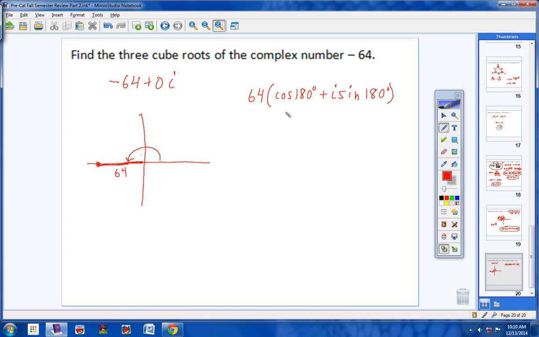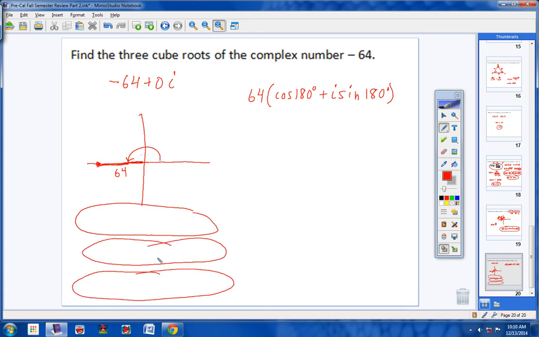Now, I want to find the 3 cubed roots. So that means I'm going to have how many answers? 3 answers. Okay? So I'm going to have 1 answer here, 1 answer here, and 1 answer here. 3 answers, okay? Now, here's how you find your answers. We're dealing with cubed root, so whatever the number is on the outside here, you always take the cubed root of it, okay? Well, the cubed root of 64 is 4.